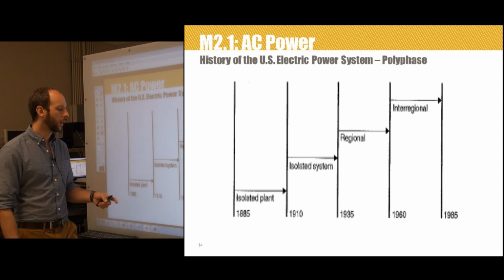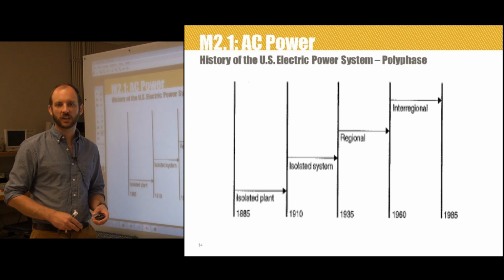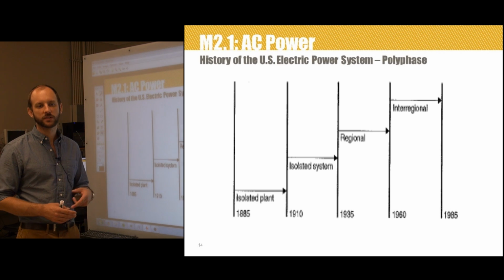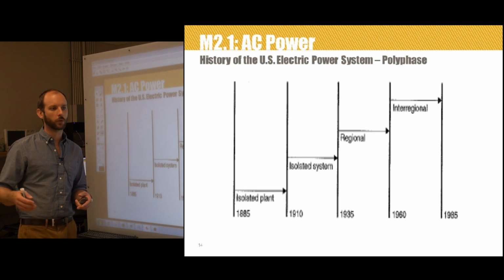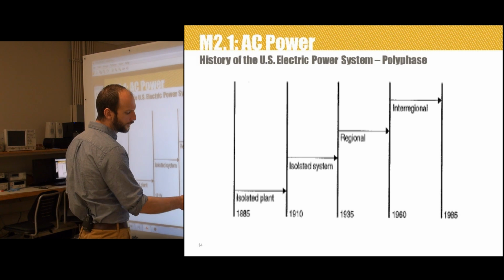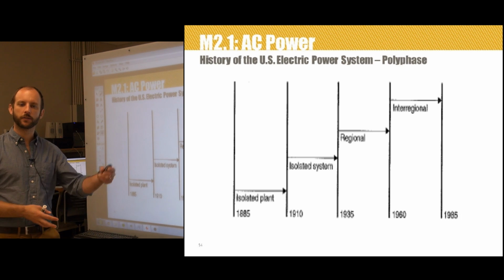They didn't connect. From 1935 up into 1960, we started connecting regions, say a city connecting with another nearby city, or a city connecting with some of the rural people who lived around it. So we started creating these larger connections. And then 1960 to 1985 was the interregional period. We started connecting the different regions.